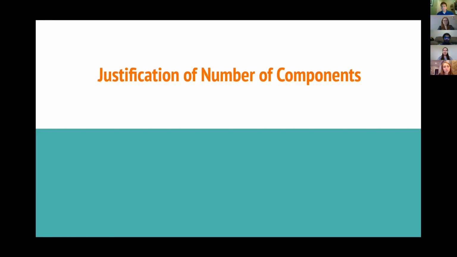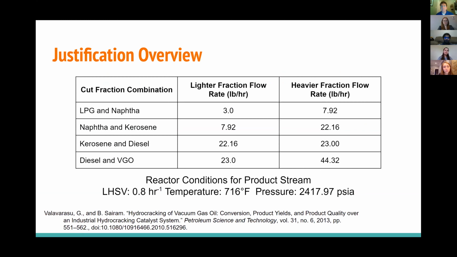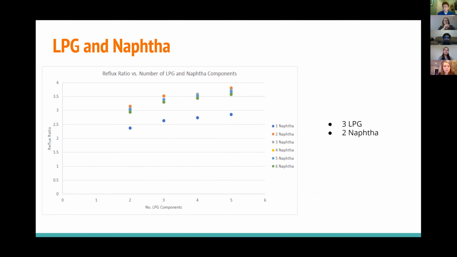Next, we had to decide how many components we needed in our system. We did this by running a distillation column with different combinations of cut fraction component. And this table shows the feed rates for each cut fraction. We then graphed these to determine the minimum number of components for each cut fraction. So for our LPG and naphtha, we determined that we needed 3 LPG components and 2 naphtha components.